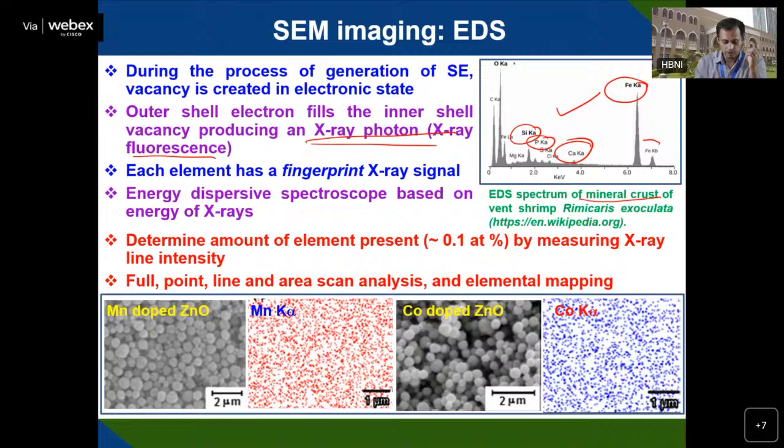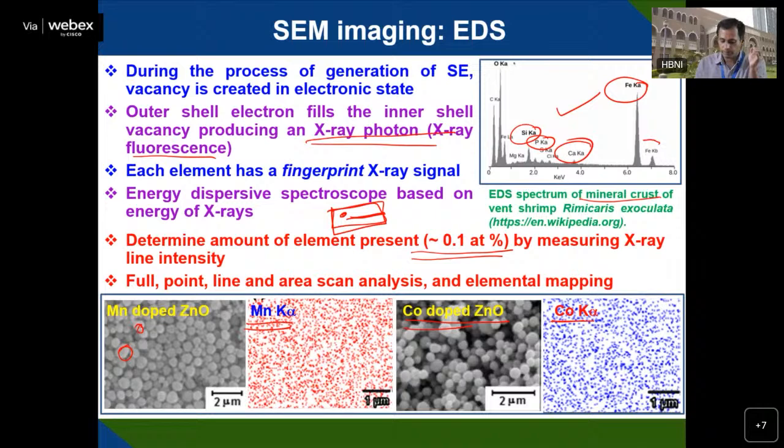And it determines the amount of elements present at atomic level, up to a 0.1% detection limit. You can also scan a particular point on the sample, you can scan in a line to see how the intensity varies, or in the whole area, how the composition is. You can see here an example of ZnO samples, spherical particles, in the SEM image. And then when you go for Mn K alpha, the redox analysis, you can see how the manganese is distributed; the red dots indicate how the manganese is distributed on the whole screen. On the right side, the cobalt-doped ZnO, you can see how the cobalt is distributed. That indicates that the manganese and cobalt are uniformly distributed throughout the matrix, throughout the sample.